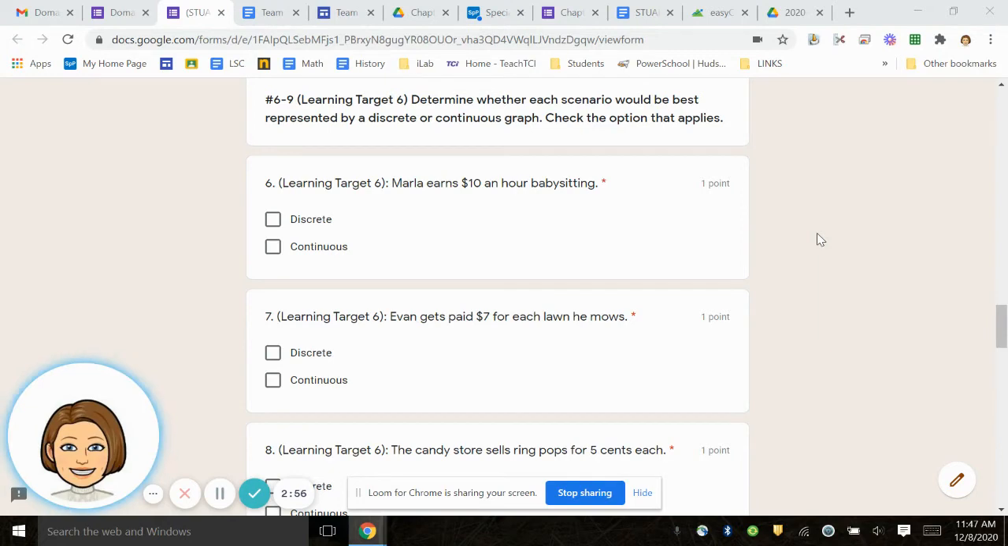Number 6 through 9, determine whether each scenario would be best represented by a discrete or continuous graph. Check the option that applies. Use your journal. Marla earns $10 an hour babysitting. So think about it. An hour. Is it discrete or continuous?